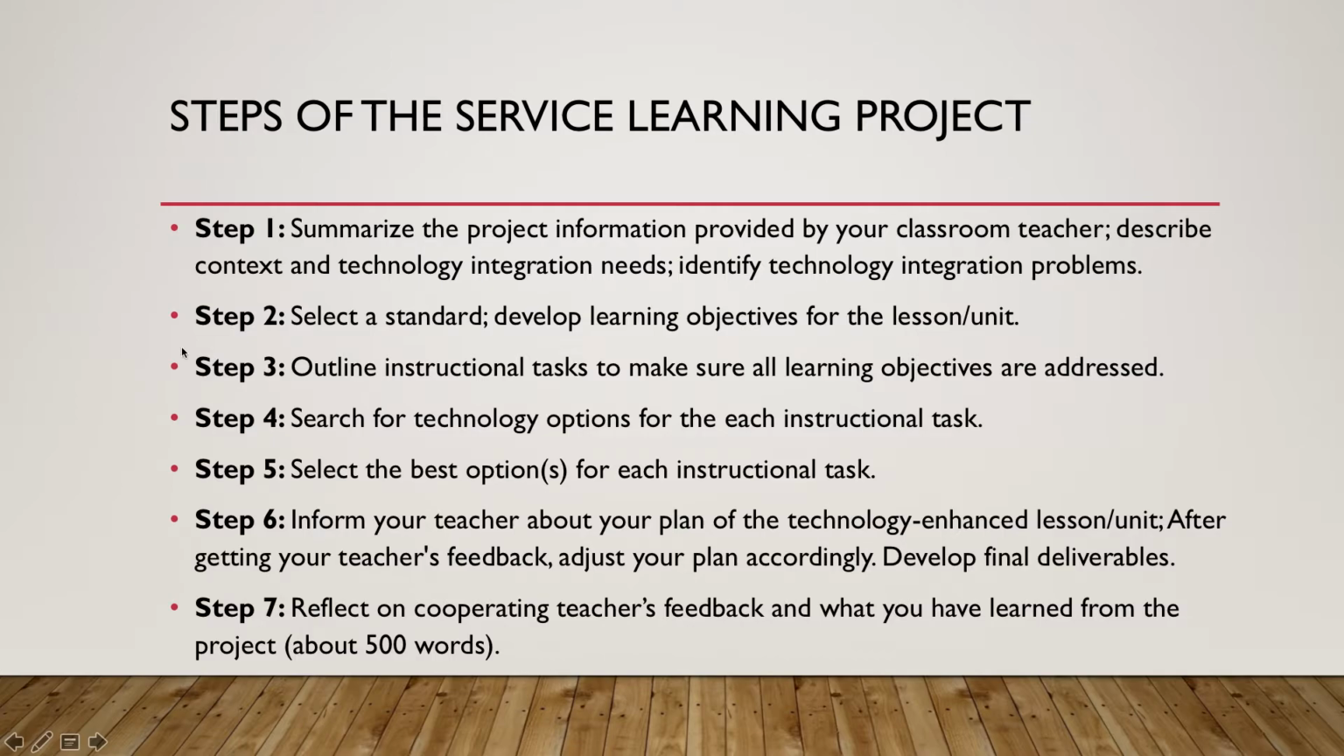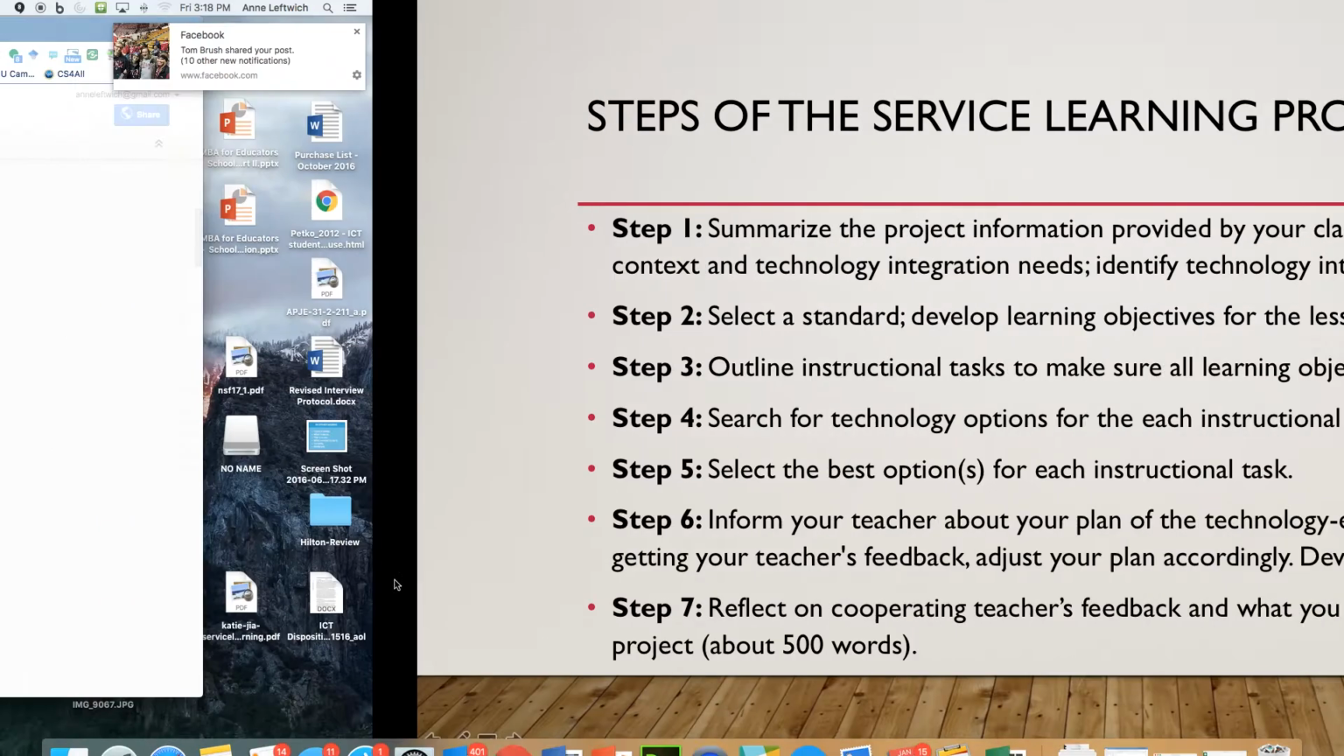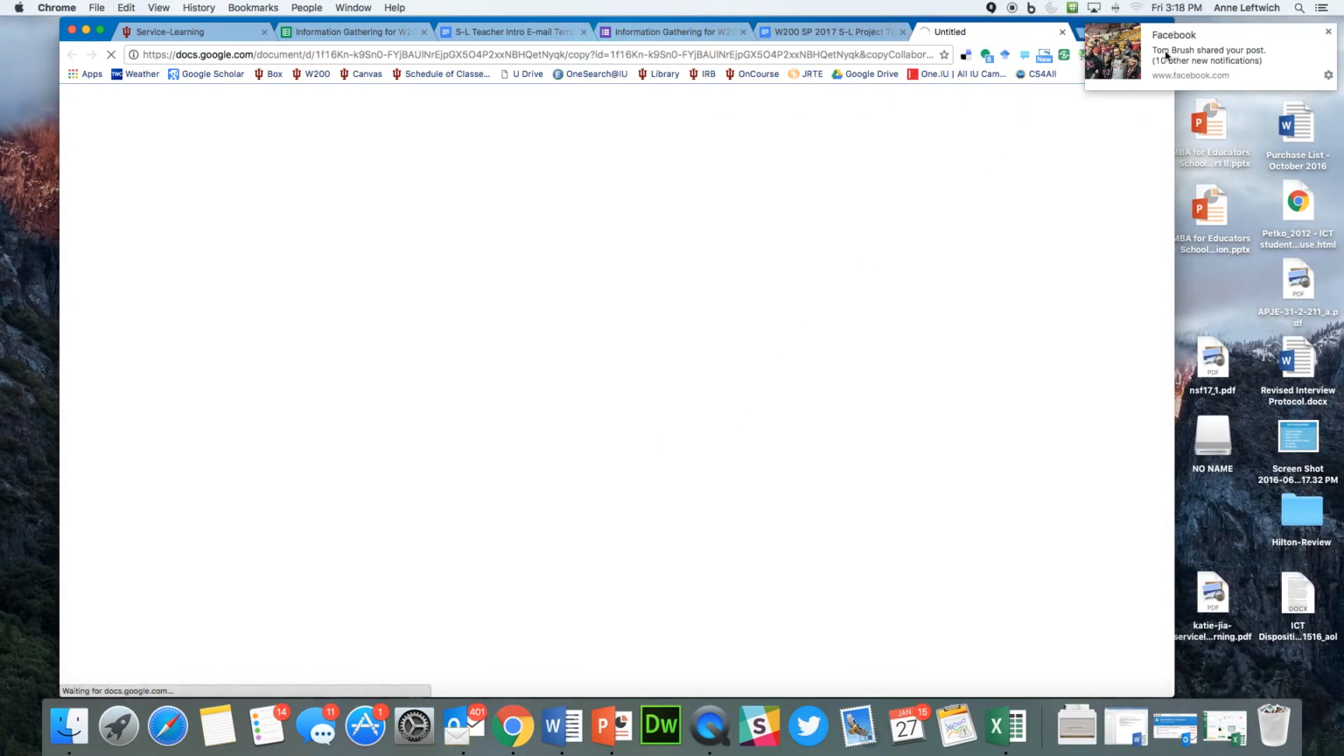So the first part, again, is to summarize what does the teacher need, right? So we start identifying all of these different elements, and then we go down to step 2, where you will actually select a particular standard and develop those learning objectives. Step 3 is, now that you've identified the learning objectives, you'll start to develop an outline to say, here's what I want to accomplish in all of my different areas. Then you'll search for different technology options for each of those, select the best option, and inform the teacher of your plan, and then you'll reflect on it afterwards. So let me show you what that looks like here.